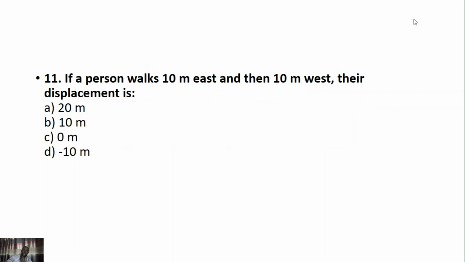If a person walks 10 meters east and then 10 meters west, their displacement is... I believe you should be able to do this. Don't forget your cardinal points: north, south, west, east. So 10 meters east and then 10 meters west. What's the displacement? Of course, the body will be back at its starting point. So the displacement will be zero. Okay.